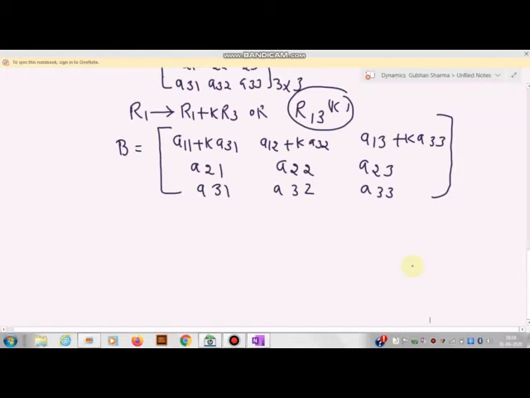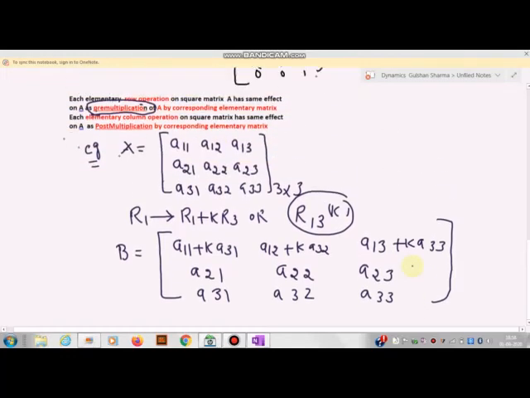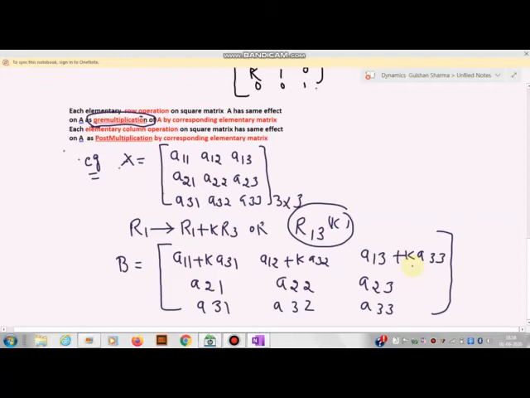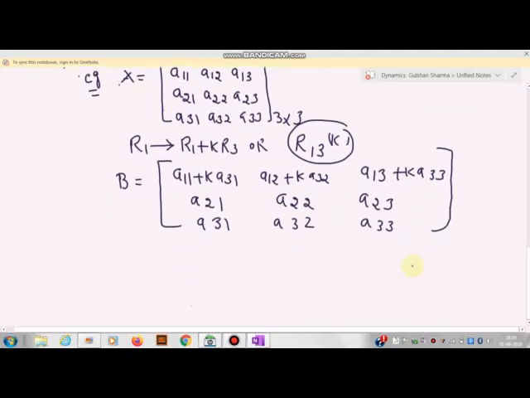Okay, now what I have written in this theorem, in this result, is that each elementary row operation on a square matrix A has the same effect on A as pre-multiplication of A by the corresponding elementary matrix. Now, which corresponding elementary matrix will be formed? Let us see that. I have this identity matrix, and I'm taking this as B. I have the identity matrix 1 0 0, 0 1 0 and 0 0 1.